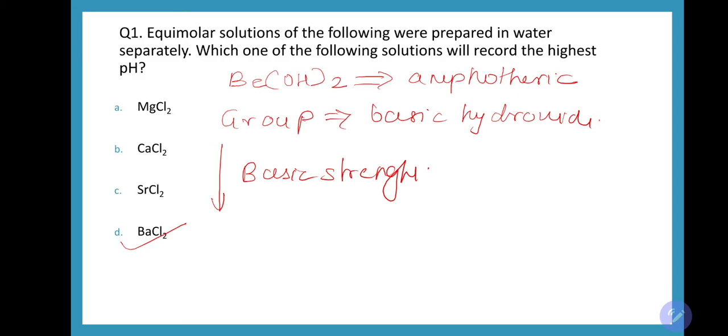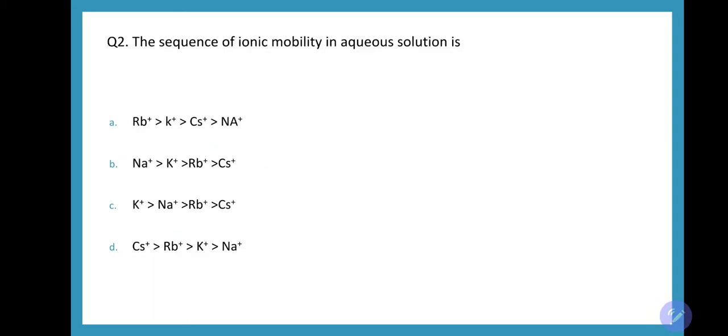Now let us see the next question. The next question is: the sequence of ionic mobility in aqueous solution is. Now in the aqueous solution, what will be the ionic mobility? All of the elements we are seeing here are group 1 elements, that is the alkali metals. We have already seen that the smaller the size of the cation, the higher will be the hydration.